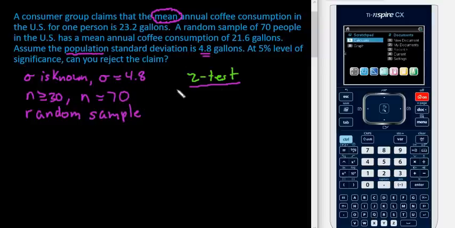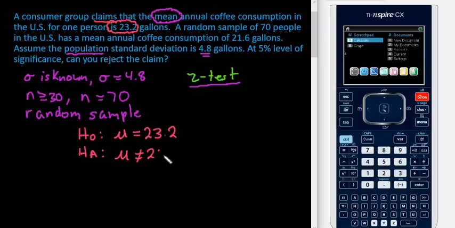Once we know what kind of test that we are going to perform, then we have to set up our null and our alternative hypotheses. The null hypothesis 100% of the time must contain equality. The alternative must contain inequality. So if we look at our claim, it says that the mean annual coffee consumption in the US is 23.2. Since it says is, that means equals. So we would say that mu equals 23.2. The opposite of equals is mu does not equal 23.2.